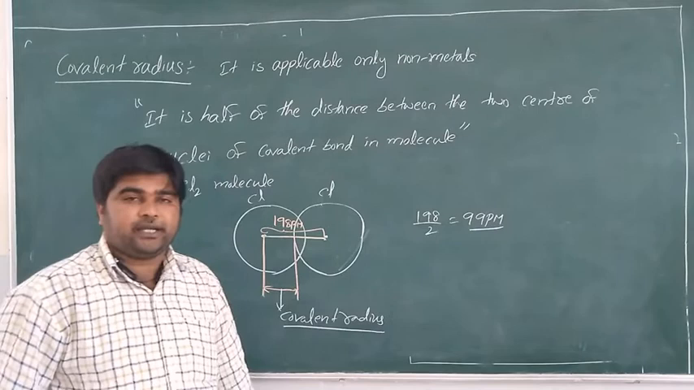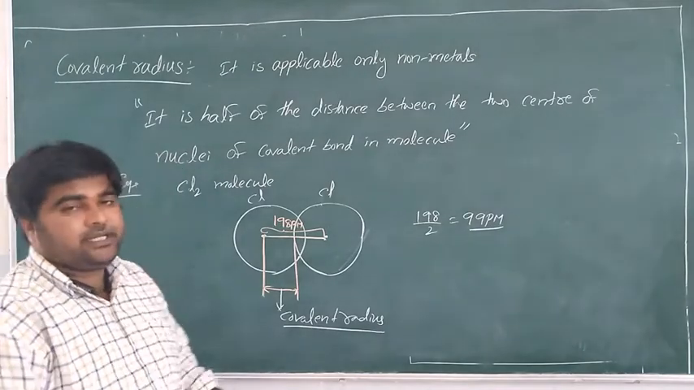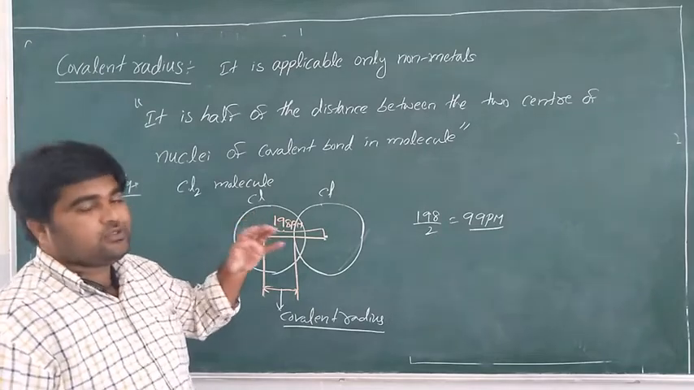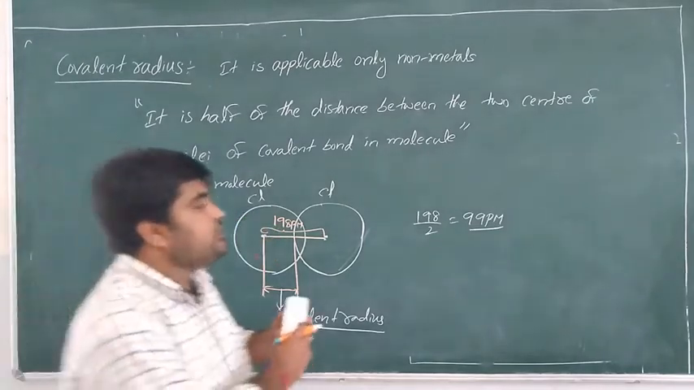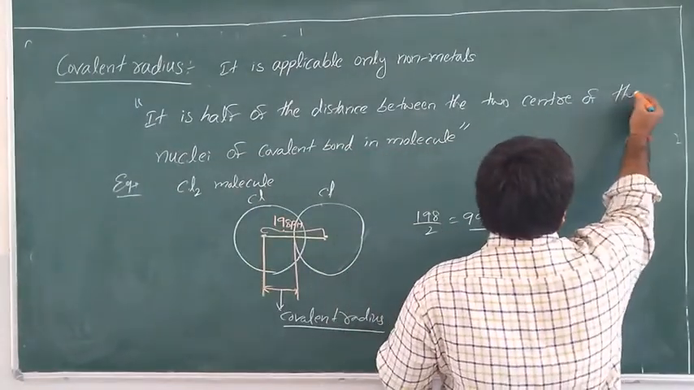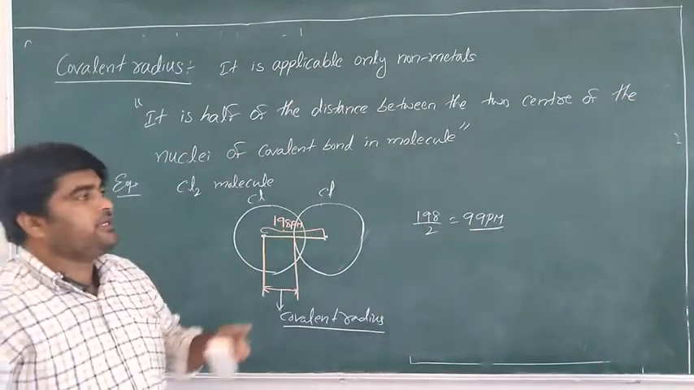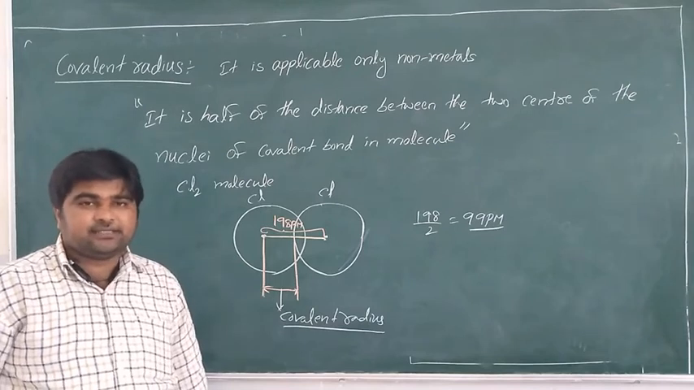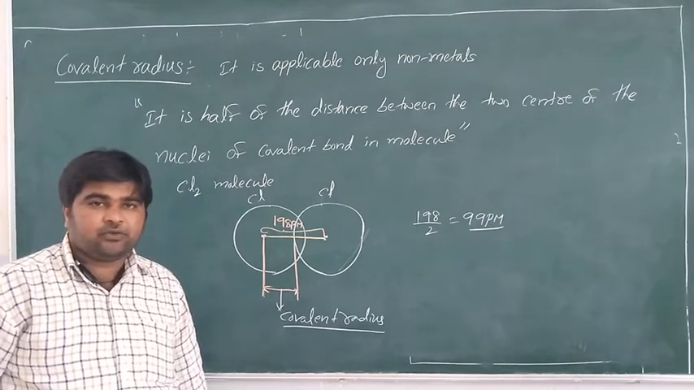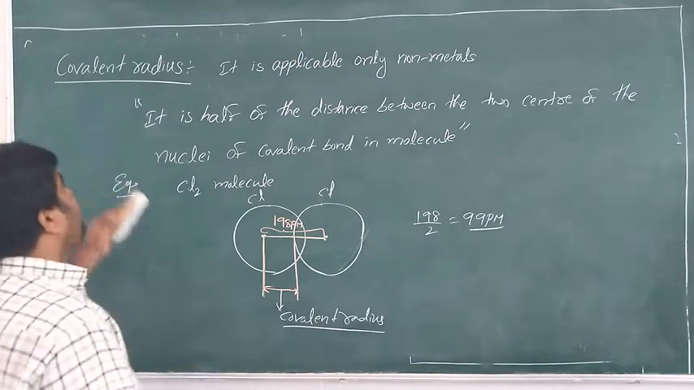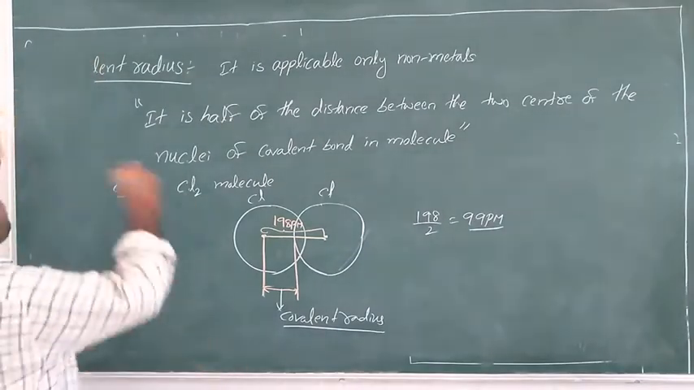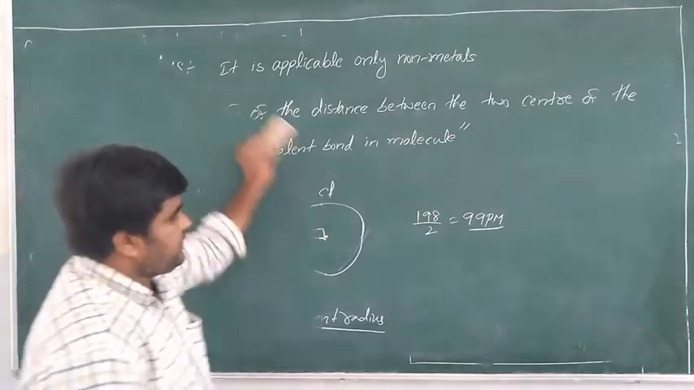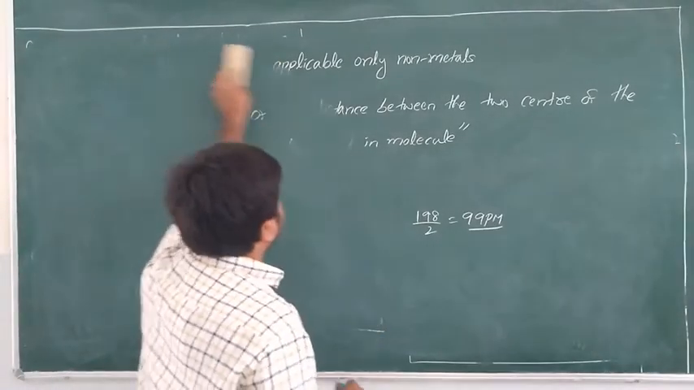Is it clear? What is the covalent radius? It is half of the distance between the two centers of the nuclei of covalently bonded atoms in a molecule. Is it clear? Okay, so next, coming to the van der Waals radius. Covalent radius is the second one, and the third one is van der Waals radius.